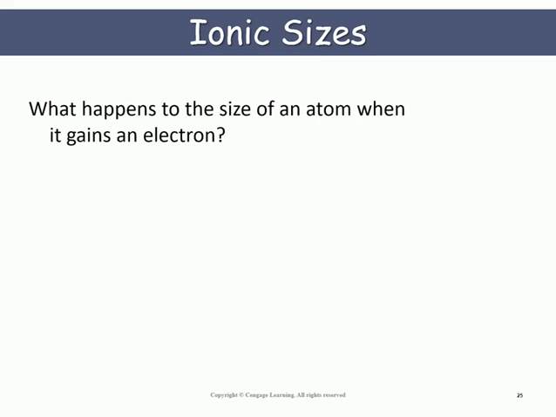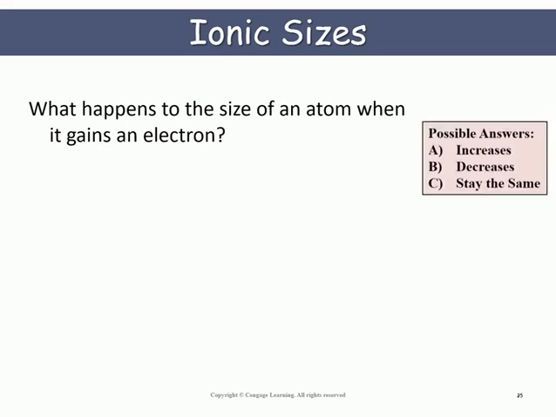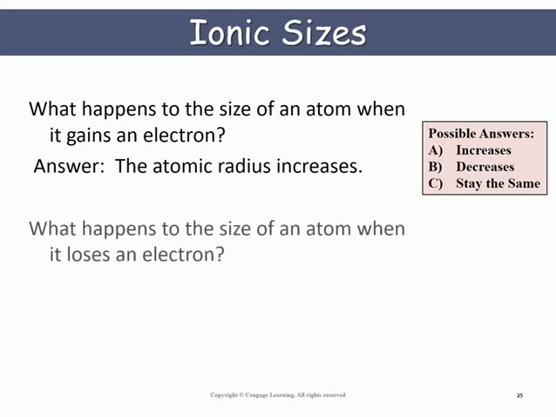So there's a prediction. You got to think about this. I wonder what's going to happen to the size of an atom when it gains an electron. So you have a couple choices. It gets bigger, gets smaller, or maybe it doesn't do anything, just stays the same. And you should think about it, make a guess, have a theory about it. What do you think? Well, the answer is it gets bigger. When you add an electron, the radius increases to the element.